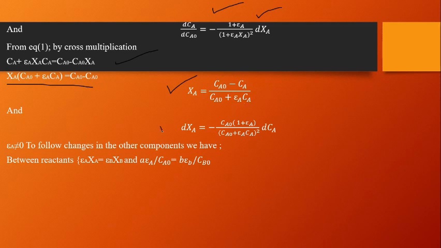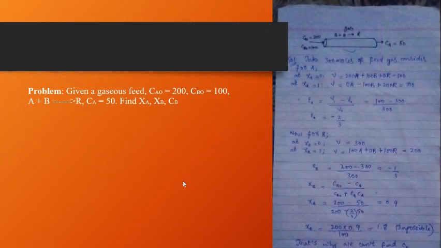Now in the next step we follow the same steps as in the above equations. Here we differentiate the mole fraction of component A in terms of dCA. Before differentiation we follow the same rule, multiplying and dividing by the denominator factors, and we get the above solution. If we assume that epsilon A is not equal to 0, the following changes in components will occur. We have to distinguish between the different chemical reactants. Next we move on to another slide.